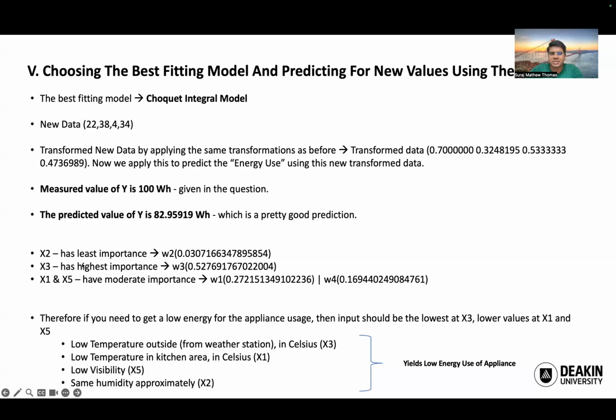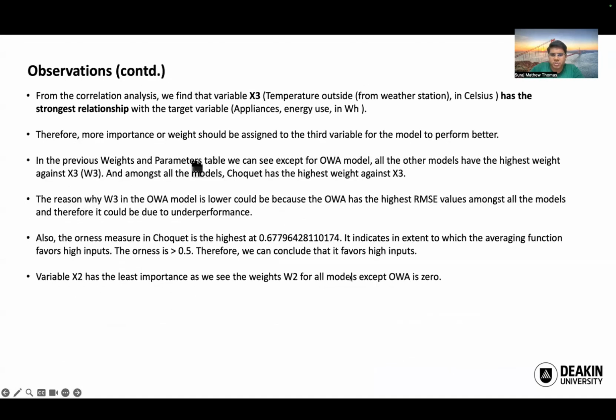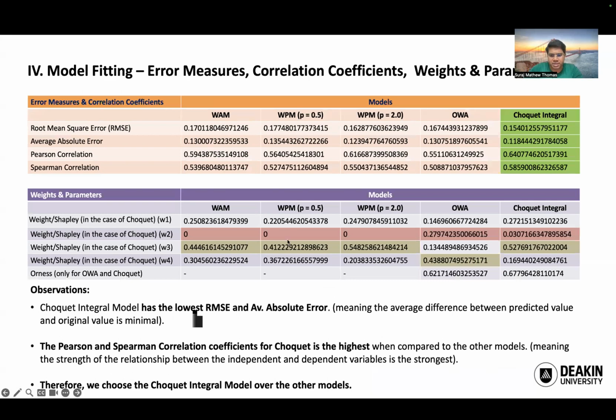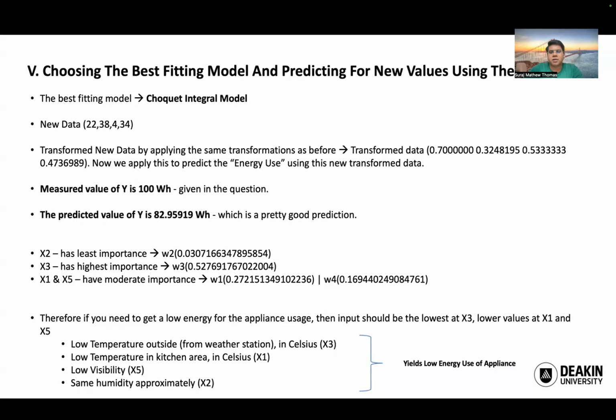So X2, like I said, has the least importance. X3 has the highest importance, and X1 and X5 have moderate importance. If you look at this particular table, the weights and parameters table, therefore, if you need to get a low energy in an appliance, the way in which the weights should be applied, the input should be at the lowest at X3, and lower values in X1 and X5. So if you see low visibility, low temperature outside, same humidity, because X2 has no weightage at all, it yields a low energy use of the appliance.